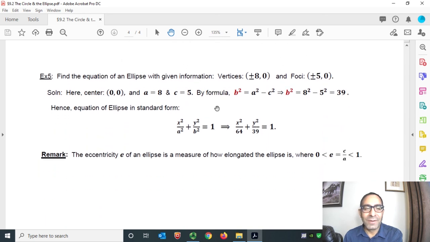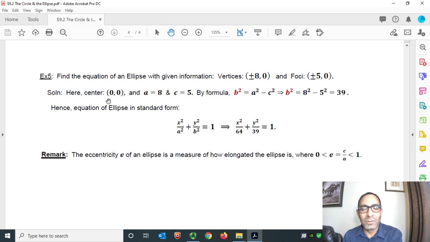Next, let's do example 5. Find the equation of an ellipse with the given information. Vertices are at plus minus 8, 0 and foci are at plus minus 5, 0. By the way, comparing the vertices to plus minus a, 0, a turns out to be 8, and comparing the foci to plus minus c, 0, c turns out to be 5. So here a is 8, c is 5, and the center is the origin.